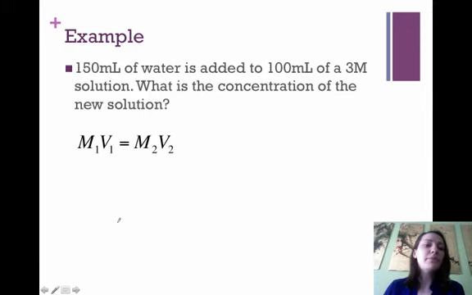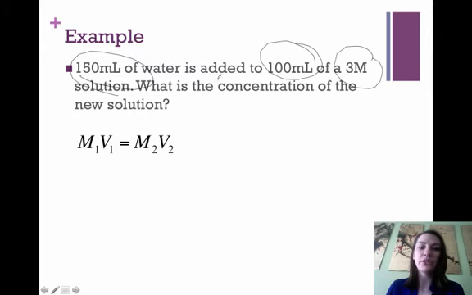An example of how you would do a basic calculation for a dilution is as follows. 150 milliliters of water is added to 100 mL of a 3 molar solution. What is the concentration of the new solution? So I'm looking for the concentration of the new solution. I've got some information: 150 milliliters of water is added to. So that gives me a little indicator.